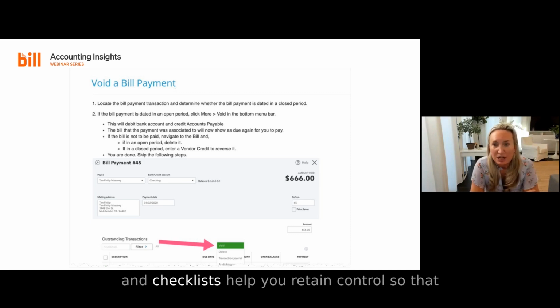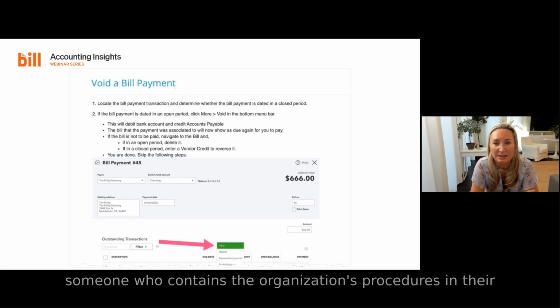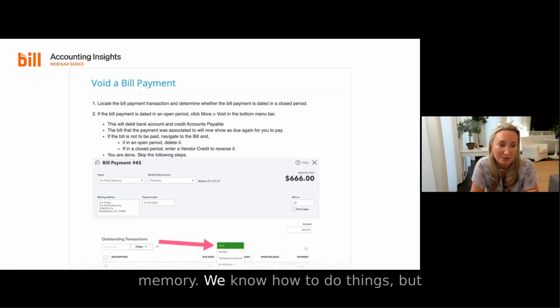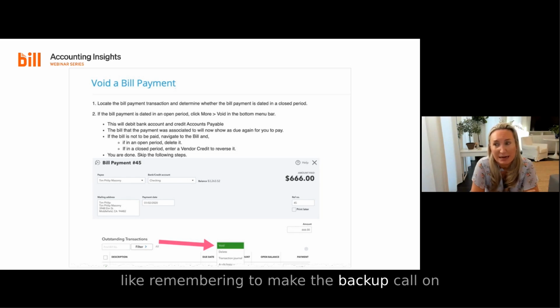Documented procedures and checklists help you retain control so that you're not as much at the mercy of someone who contains the organization's procedures in their memory. We think we know how to do it, and we do. So much of it is just in our memory. We know how to do things, but it's very easy to skip a step, and that step could be a really important step, like remembering to make the backup call on a wire request.